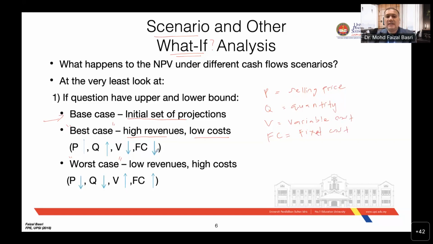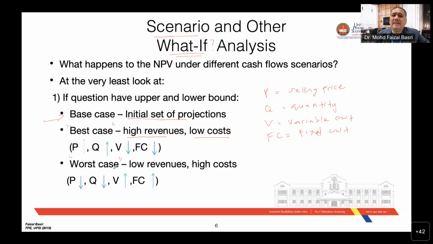Okay, both costs will be at the lowest point as compared to the base case scenario or the initial figures that we have. So by having both combinations, meaning we are selling more, and at the same time our cost will be lower, the gap between the selling price and the cost will give us a higher profit margin basically. Okay, common sense. We sell at a higher price with a higher volume and our cost will be lower, so obviously our profit margin will be more. So therefore, when we calculate, for example, operating cash flows, or the net profits, or even the NPV, net present value, the value will be higher. Okay, that's why we call it the best case scenario.